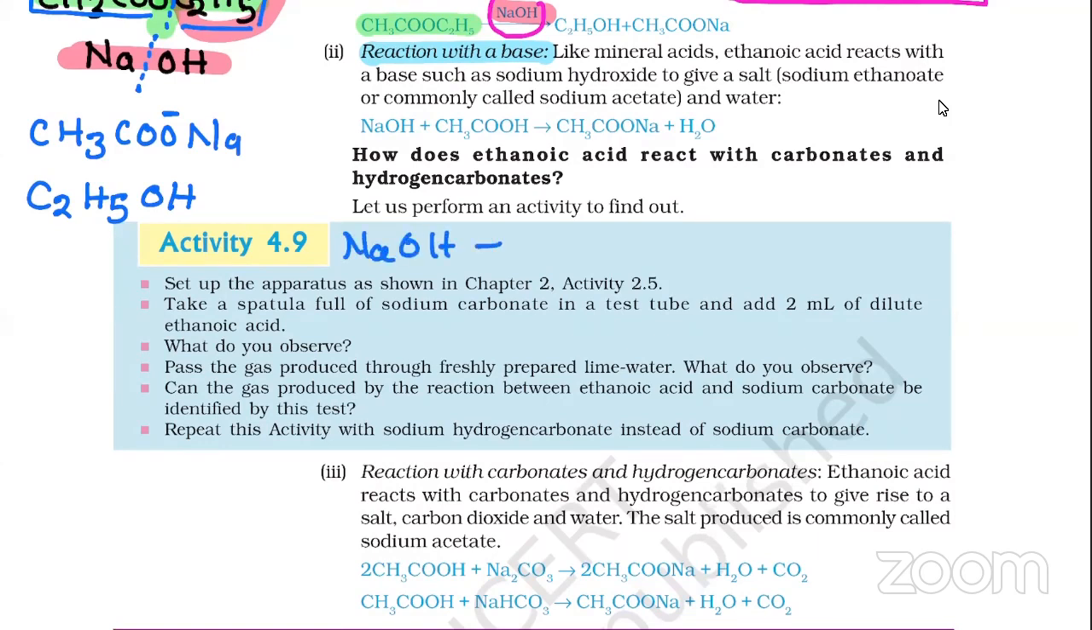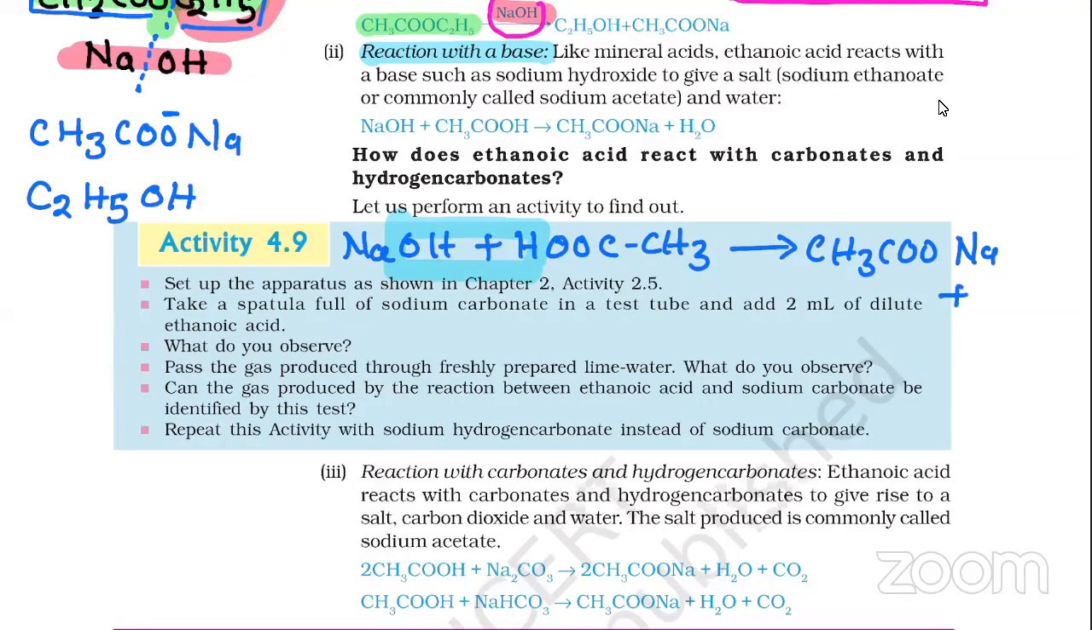NaOH plus HOOCCH3. Why am I writing it like this? It will be easier. So what I am doing: OH from here and H from here will be removed as water, and the remaining I can write as a product. So the product will be CH3COONa plus water. Clear? Any doubt in this equation?